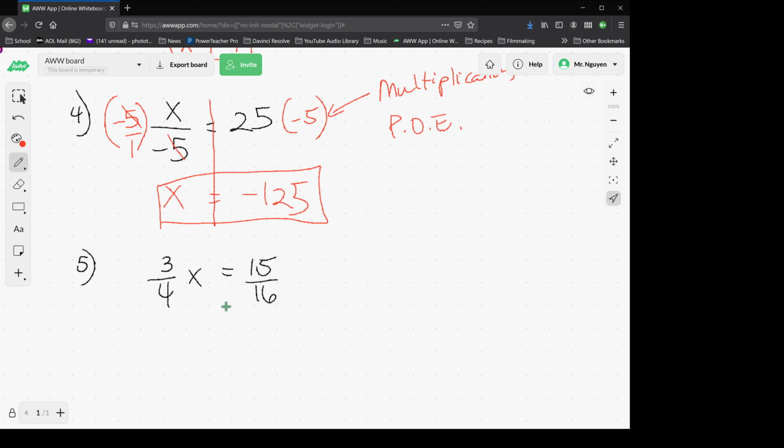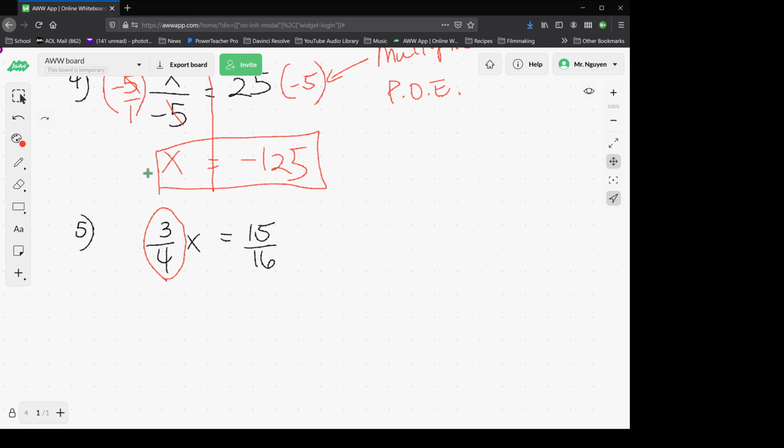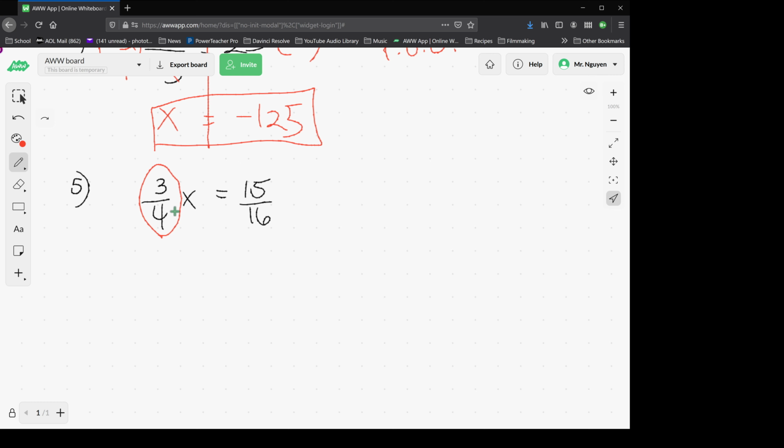Now, remember, this is almost exactly the same thing. This here has a coefficient, okay? That's the coefficient of x. 3/4 is the coefficient of x. And over here, we have -8 as the coefficient of x. What we did over here was we divided by -8 because that's the coefficient. Whatever's the coefficient, that's what we divide by. However, over here is a little bit different because the coefficient now is a rational number, so 3/4.